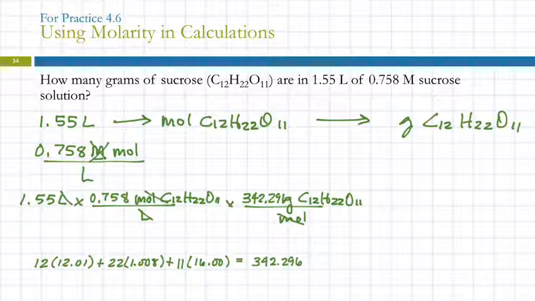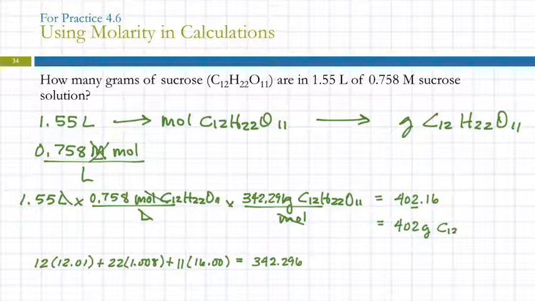I did something wrong in my calculation. I left out a 9 in there. That's no good. I'm getting 402.16. And that would be grams of sugar. And so I can round that to 402. Any questions?